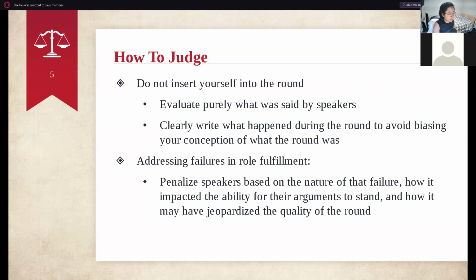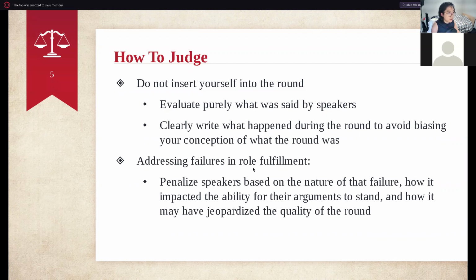But at the end of the day, even role fulfillment comes secondary or even tertiary to a lot of the other things you want to be addressing as a judge. For example, the primary one is what arguments were made and how they weighed against each other. But these are just some things you can also include in your feedback or your reason for a decision.